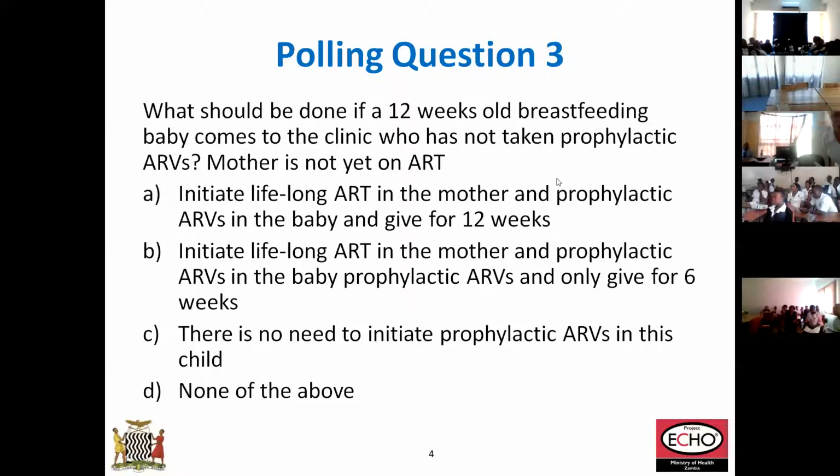A, initiate lifelong ART in the mother and prophylactic ARVs in the baby and give for 12 weeks. B, initiate lifelong ART in the mother and prophylactic ARVs in the baby, and only give for 6 weeks. C, there is no need to initiate prophylactic ARVs in this child. This is a bit difficult. Okay. So we have about 20 seconds to answer this one. Okay. So we can end the poll here for now.